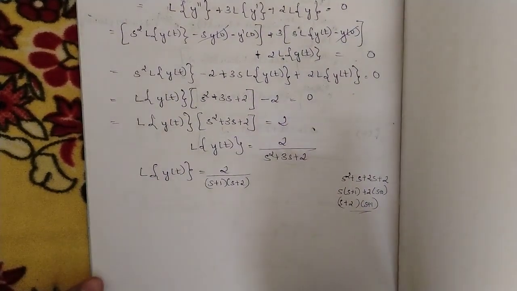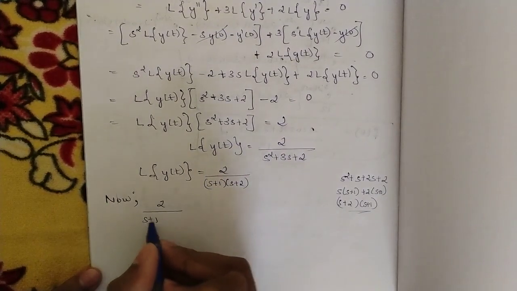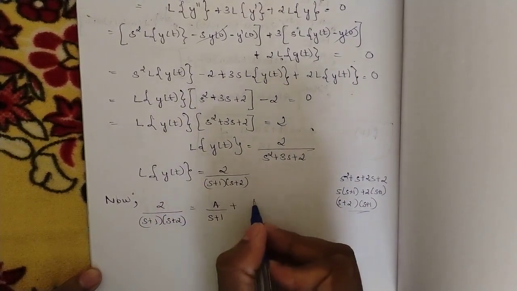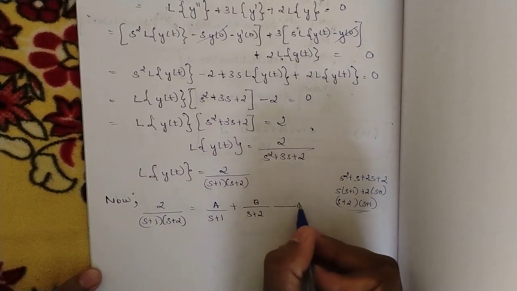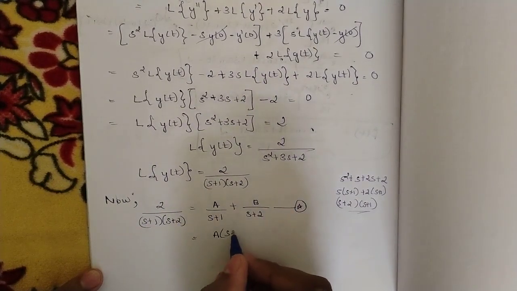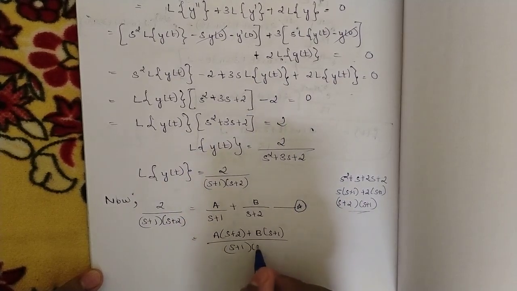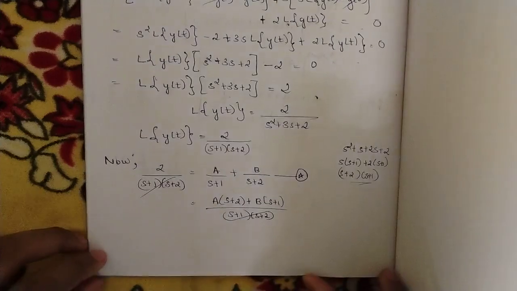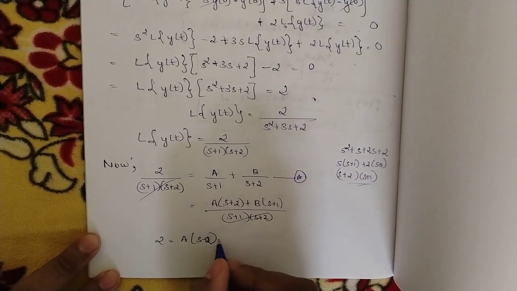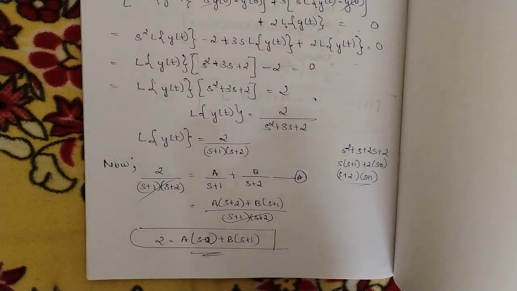Now this is the format of partial fraction. Solve and simplify using the partial fraction method, that is 2 divided by s plus 1 into s plus 2 is equal to A by s plus 1 plus B by s plus 2. Name it as equation star. In order to cancel the denominator, cross multiply: A into s plus 2 plus B into s plus 1, divided by s plus 1 into s plus 2. The denominator gets cancelled, so you are left with 2 is equal to A into s plus 2 plus B into s plus 1.